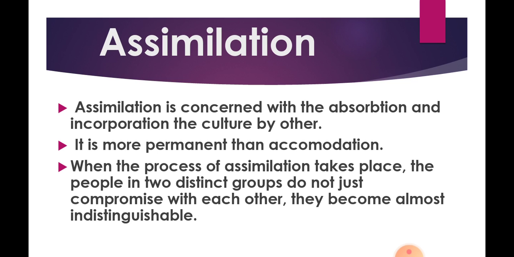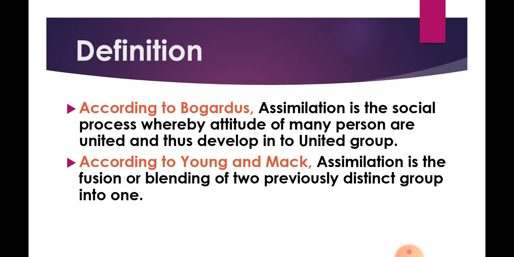Third, when the process of assimilation takes place, the people in two distinct groups do not just compromise. It means they are not just compromising with each other, but they become almost indistinguishable. It means we can't distinguish the groups. Next, I will discuss its definition. The first definition is given by Bogardus.